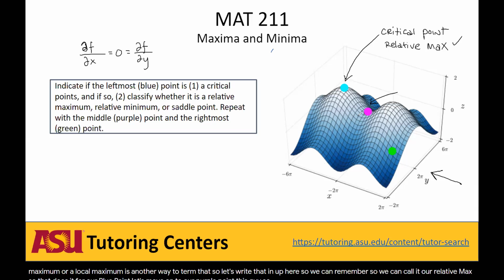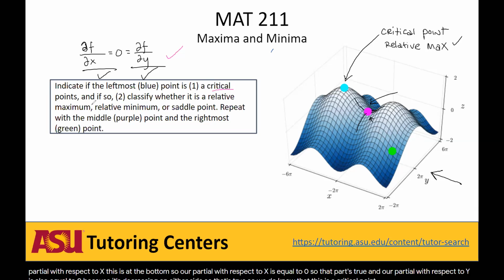So again, I'm not going to draw it again, but we can see that our partial with respect to x, this is at the bottom. So our partial with respect to x is equal to 0. So that part's true. And our partial with respect to y is also equal to 0 because it's decreasing on either side. So that's true. So we do know that this is a critical point. So we've got that first part sorted.